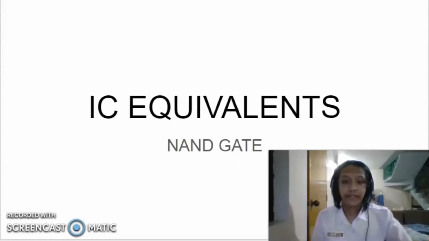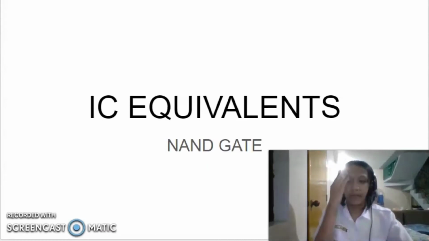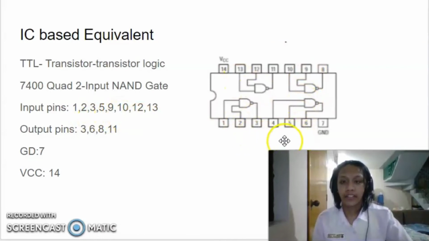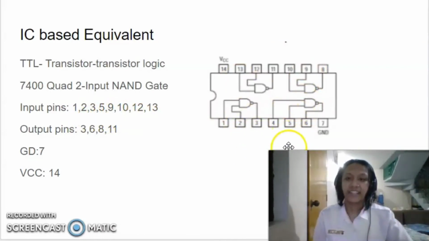Thank you. My name is Etcubañas, and I am going to list the IC equivalents for the NAND gate. Let's tackle the first, the IC-based equivalent, the 7400 quad 2-input NAND gate. The input pins are 1, 2, 4, 5, 9, 10, 12, and 13. The output pins are 3, 6, 8, 11. The GND is 7, and 14 is the VCC. Quad 2-input NAND gate because there are 4 NAND gates, and 2-input because there are 2 inputs per NAND gate.